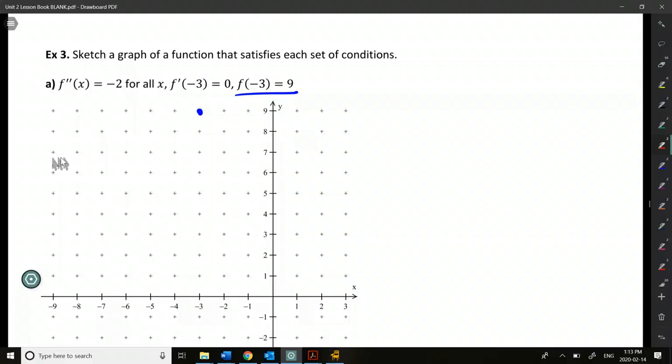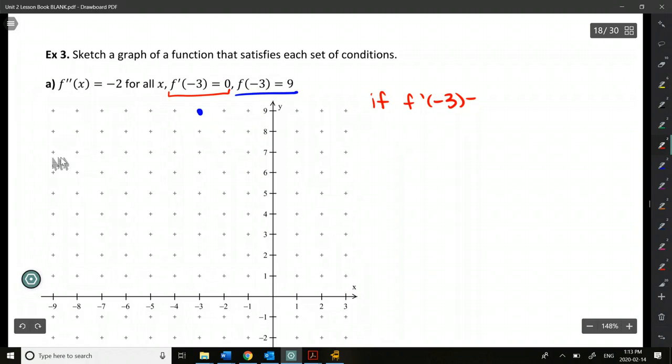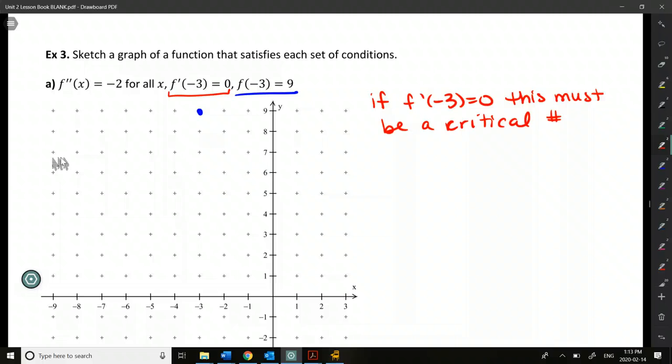Okay, we also have a little bit more information about the x value negative 3. What does it mean when the first derivative is equal to 0 at an x value? Turning points. If f prime at negative 3 equals 0, this must be a critical number. So there's probably a turning point here, right, when the derivative is equal to 0. So we have a little bit more information that can help us classify that a little bit further.